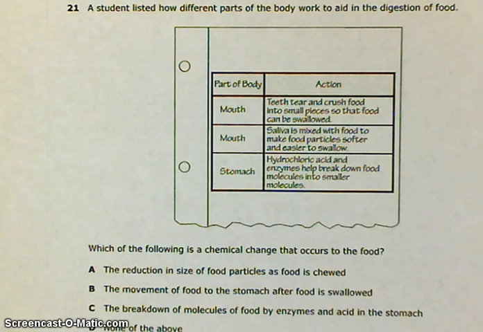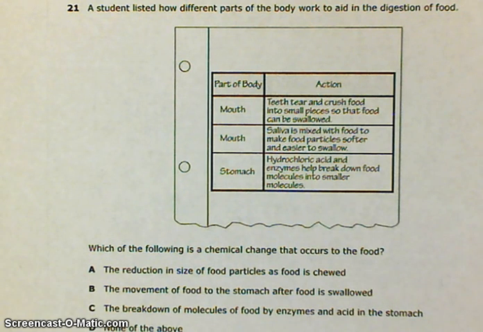All right, final question. Number 21 says, a student listed how different parts of the body work to aid in the digestion of food. By the mouth, they said teeth tear and crush food into small pieces so that food can be swallowed. In the mouth, saliva is mixed with food to make food particles softer and easier to swallow. In the stomach, hydrochloric acid and enzymes help break down food molecules into smaller molecules. Which of the following is a chemical change that occurs to the food?